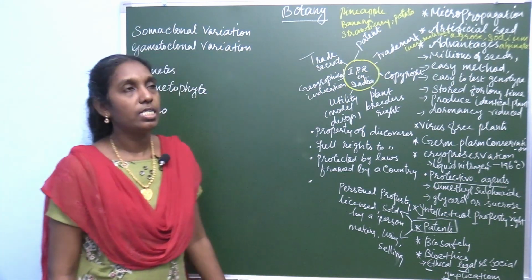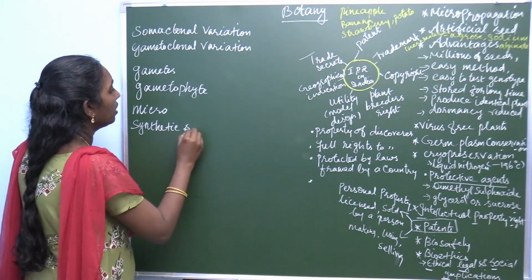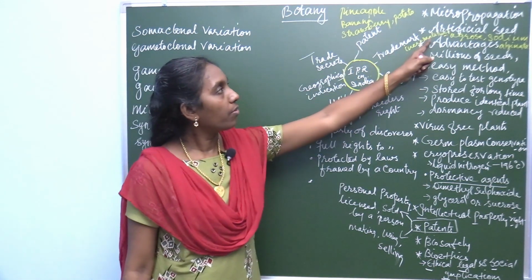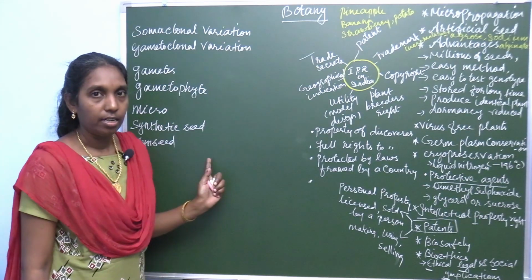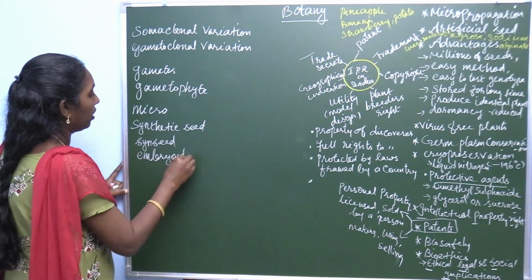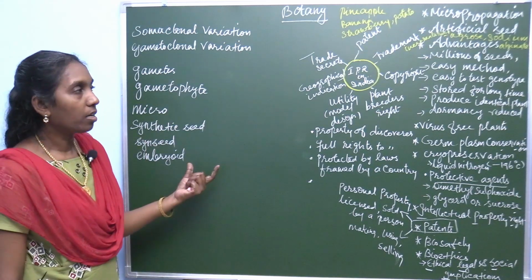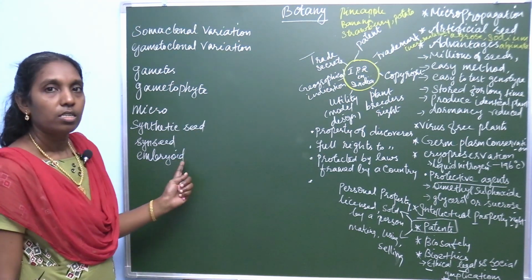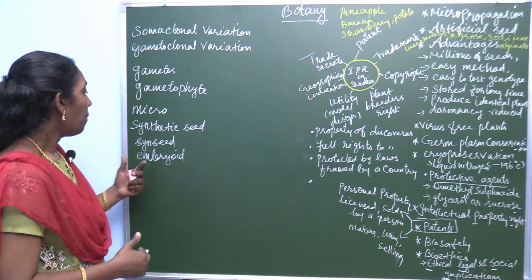Next question: artificial seed. This artificial seed is otherwise called synthetic seed, or syn seed. There are different names given for this artificial seed. They are developed from the embryoid. This embryoid is developed from somatic cells. Any part of the plant, it may be root, stem or leaf or any other part, directly produces the embryoid. This embryoid further develops into a plantlet, which allows it to regenerate.